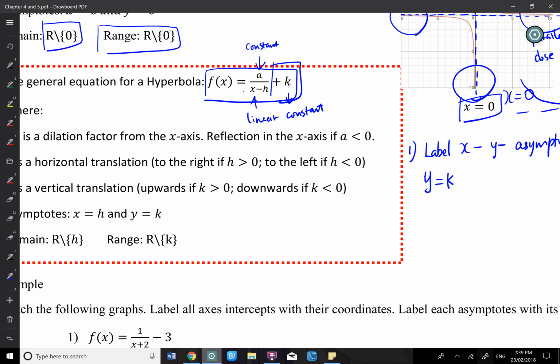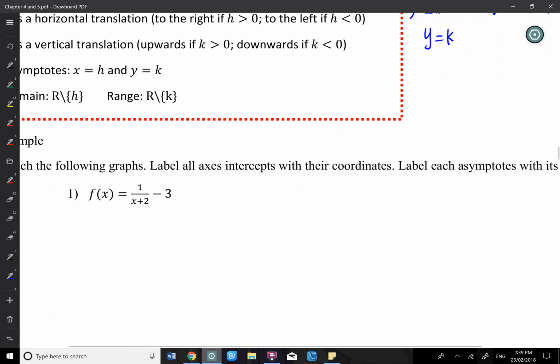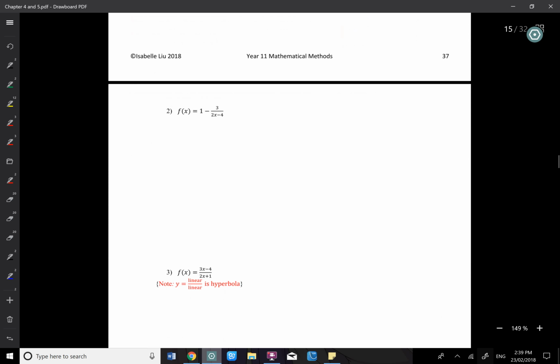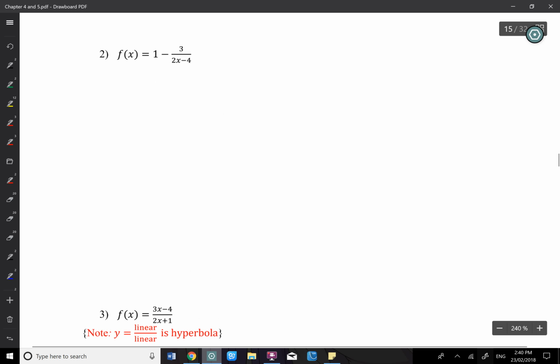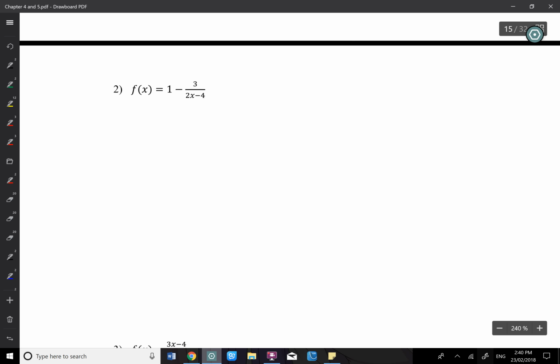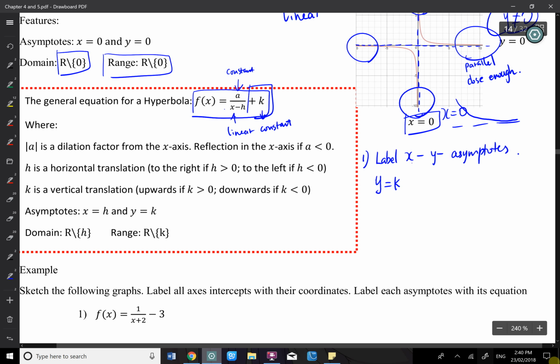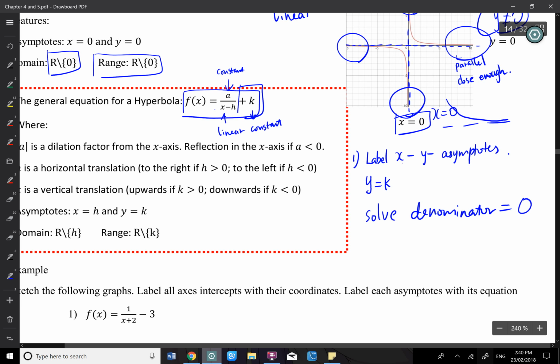How do we find the vertical one? Let's have a look at the example below, example 2. You don't need to sketch, just have a look at the denominator. The denominator is 2x minus 4. We don't have it in the form x minus h, we have ax minus h. So the easiest way is to solve denominator equals 0. You will have x equals something. That's your vertical asymptote.